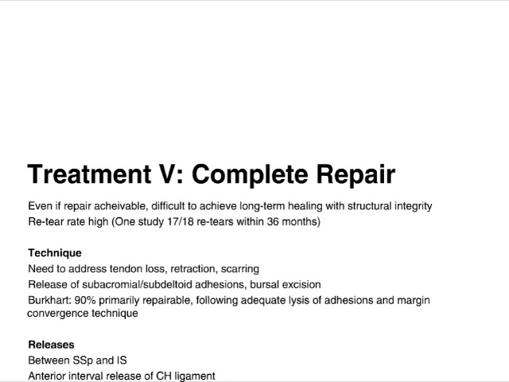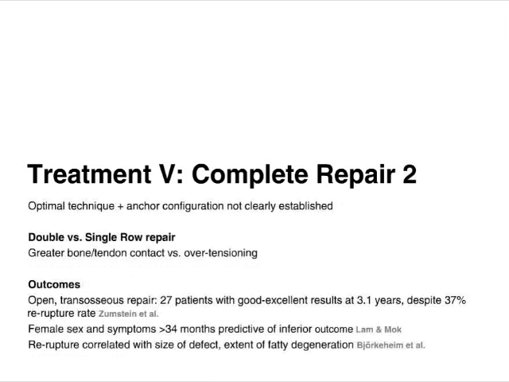Optimal technique and anchor configuration has been a point of controversy. The ongoing debate about double versus single row repair seems to be leaning far more in favour of double row repair at this point. The arguments being that you get greater bone and tendon contact, a larger surface area, but on the other hand, you may be arguably over-tensioning the tendons by bringing them laterally.